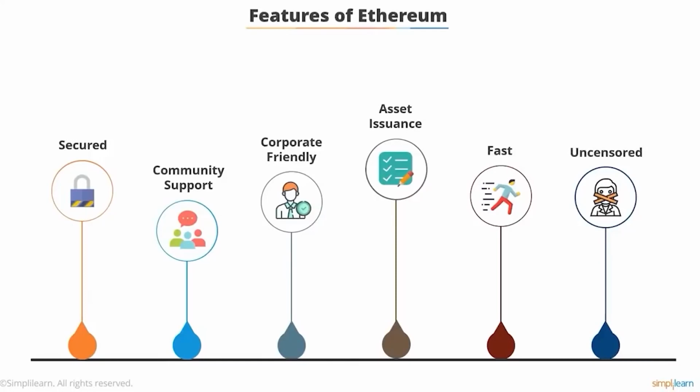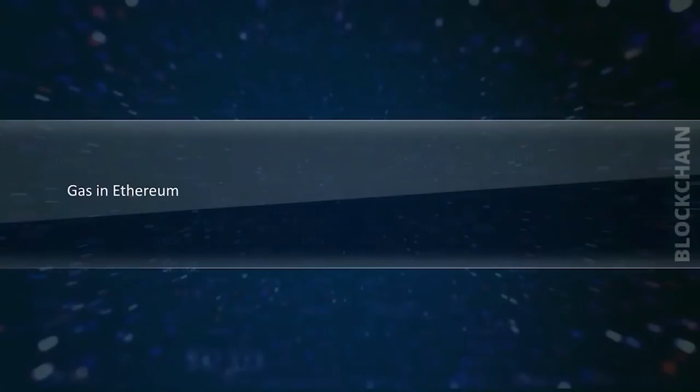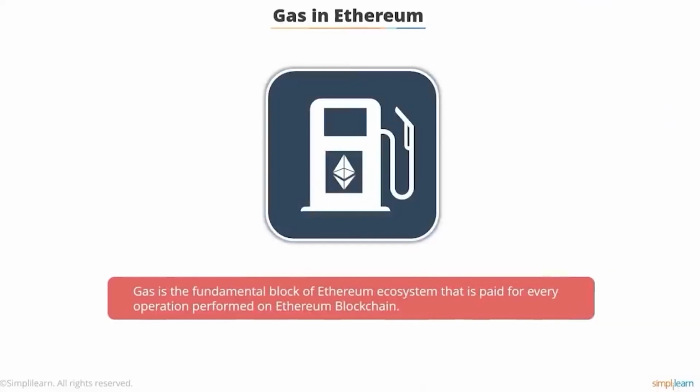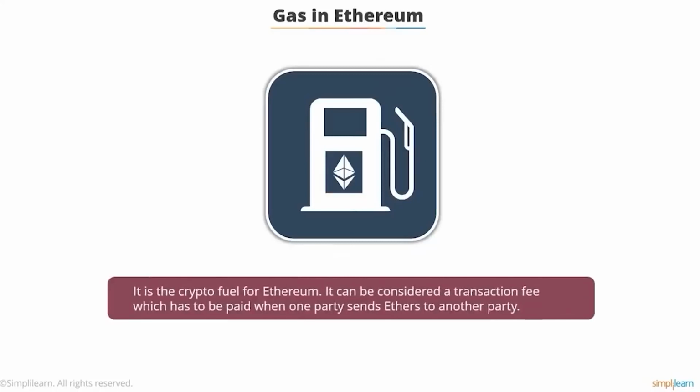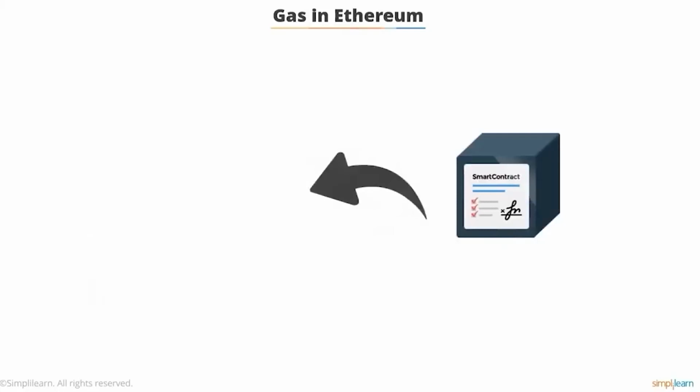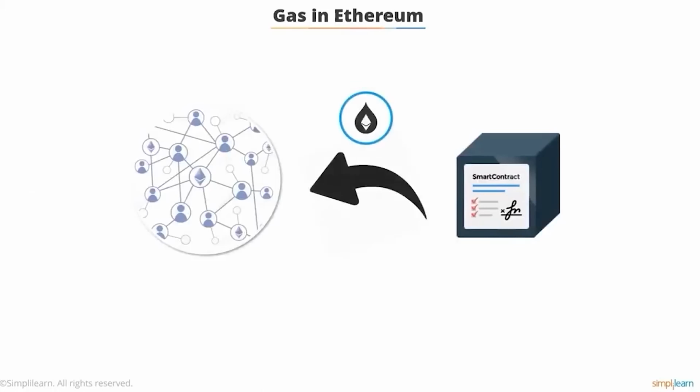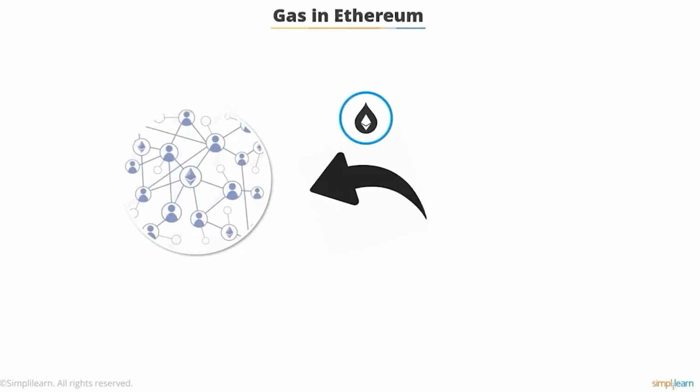Let me tell you about an important concept in Ethereum called gas. Gas in Ethereum. Gas is the fundamental block of the Ethereum ecosystem that is paid for every operation performed on the Ethereum blockchain. It is the crypto fuel for Ethereum. It can be considered a transaction fee which has to be paid when one party sends ethers to another party. Even when a person deploys a smart contract on the Ethereum blockchain, a transaction fee needs to be paid for that as well. This payment has to be made regardless of whether the transaction succeeds or fails.